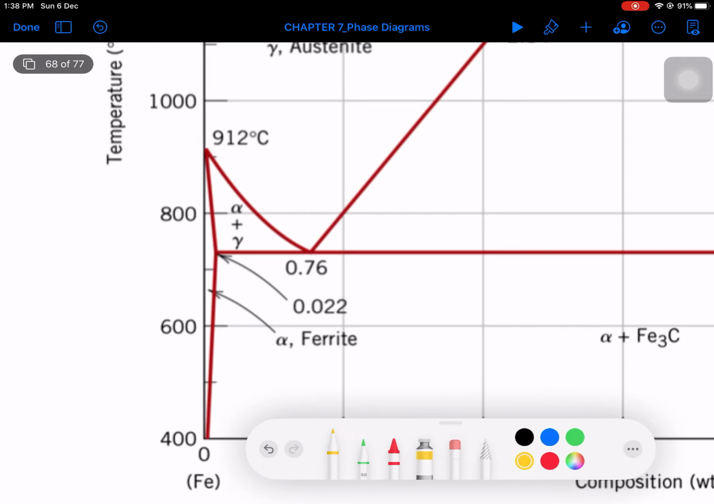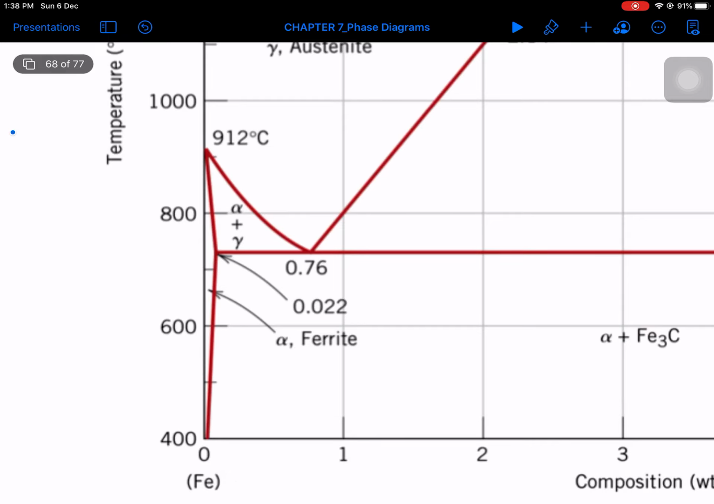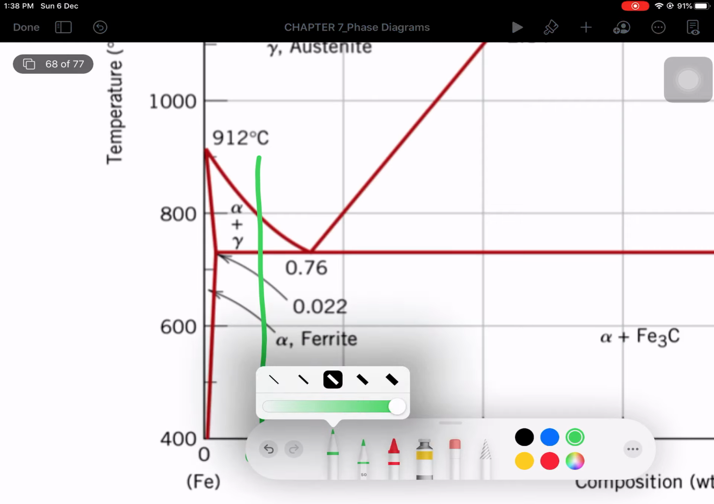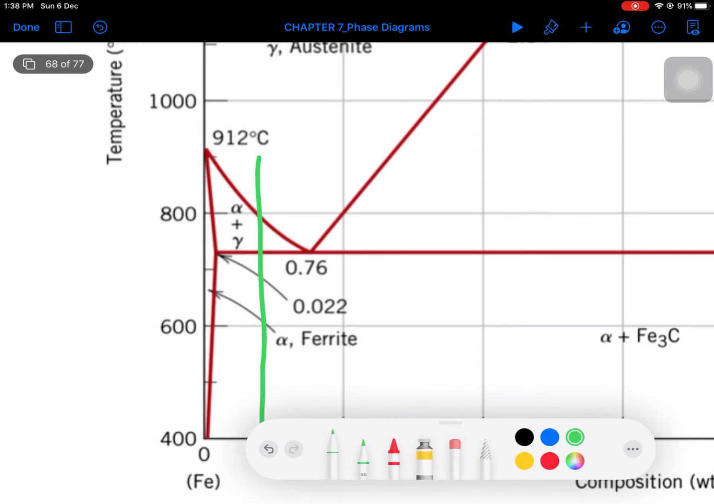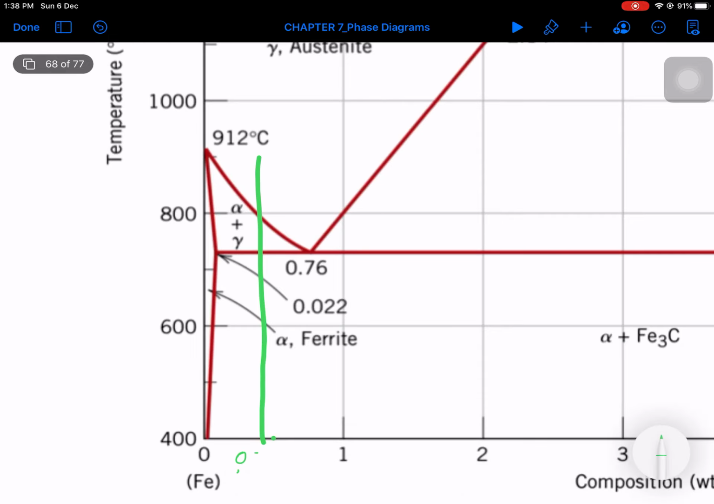Maybe 0.3%, shall we? Let's say this is 0.5 and then this is 0.3. For argument's sake, let's say this is 0.3. It's not accurate, but yeah. So let's say this is 0.3 weight percentage of carbon. All right, so this is our C naught.